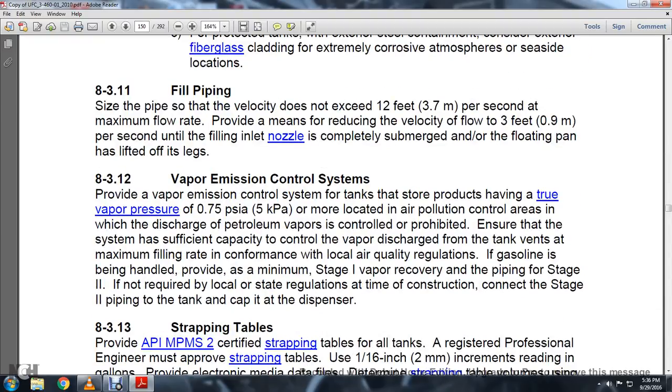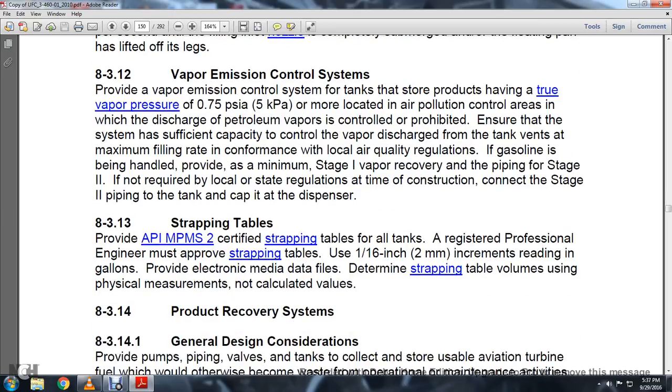8.3.12 Vapor emission control system: provide a vapor emission control system for tanks that store product having a true vapor pressure of 0.75 psi or more, located in air pollution control areas where discharge of petroleum vapors is controlled or prohibited. Ensure that the system has sufficient capacity to control the vapor discharge from the tank's vents at the minimum and maximum filling rates, in conformance with local air quality regulations. If gasoline is being handled, provide a minimum of Stage 1 vapor recovery. If Stage 2 is not required by local and state regulations at the time of construction, connect the Stage 2 piping to the tank at the cap and into the dispensers.